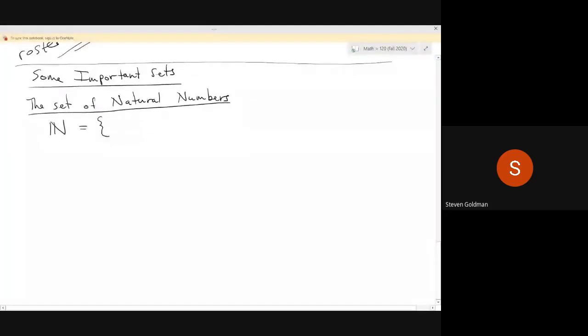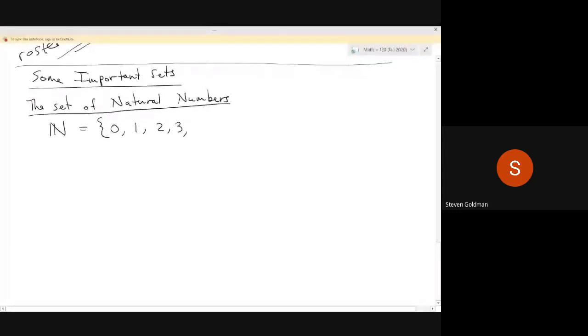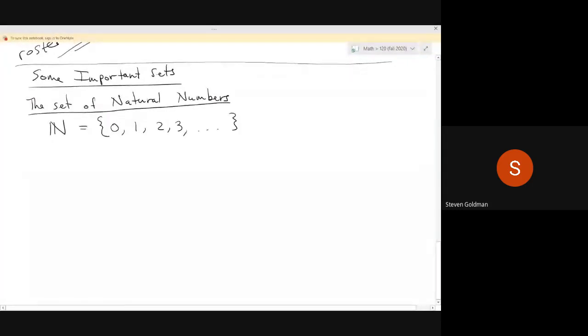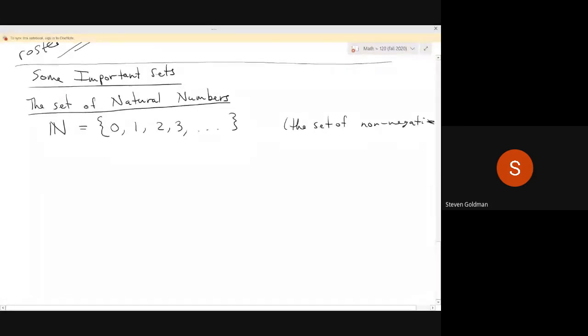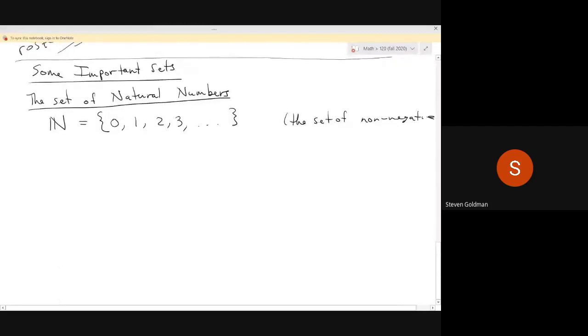The set of natural numbers are all of the non-negative whole numbers. So it's all the whole numbers starting from 0 and going up. So 0, 1, 2, 3, etc., and that goes on forever. So I have three dots implying that the list continues. This is the set of all non-negative integers.